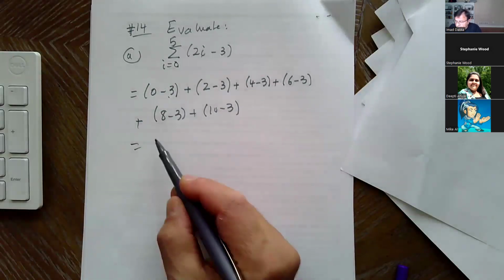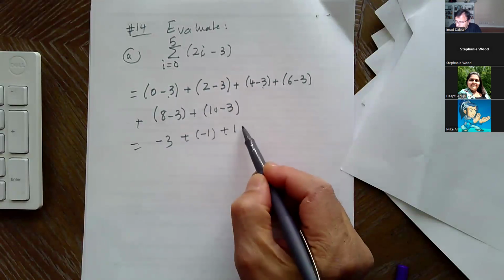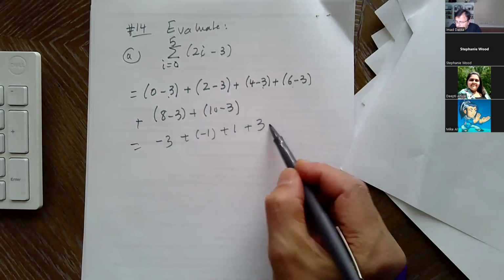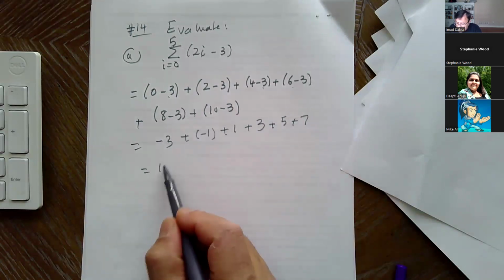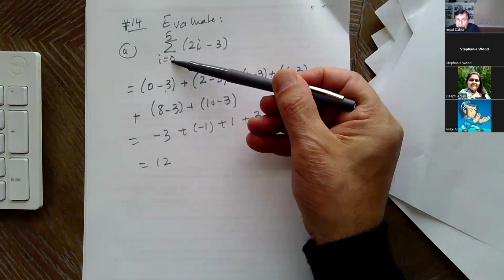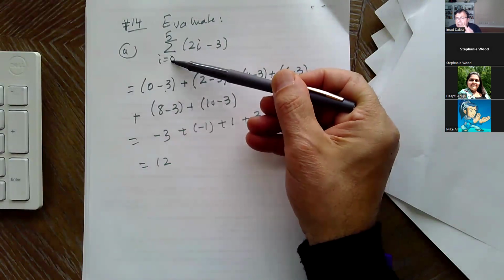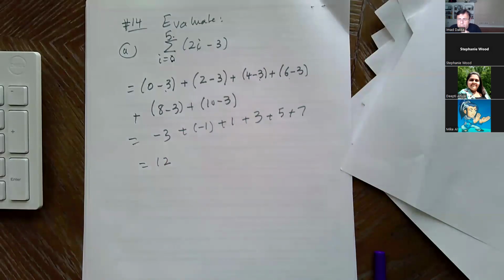So that's negative 3 plus negative 1 plus 1 plus 3 plus 5 plus 7, and it comes down to 12. So you would include both the original i equals term and the fifth term, or whatever is on top of the sigma, correct? You always start at the lower value and you keep incrementing by 1 until you reach the highest value. Perfect, thank you. You're welcome.